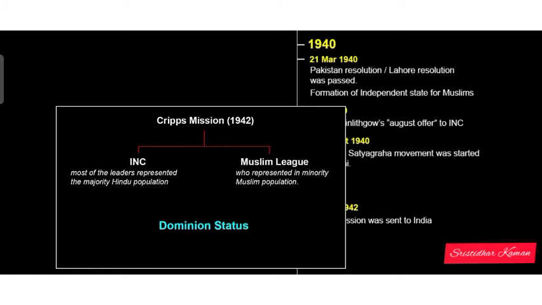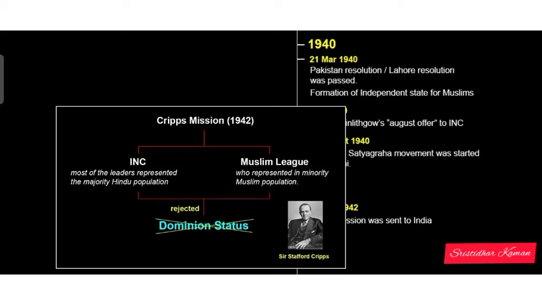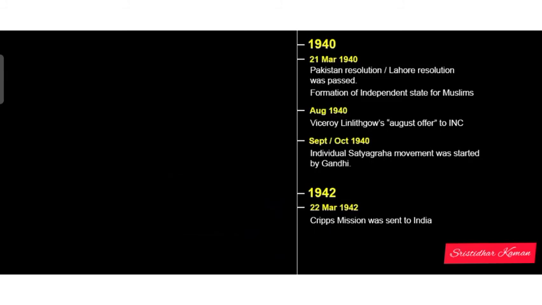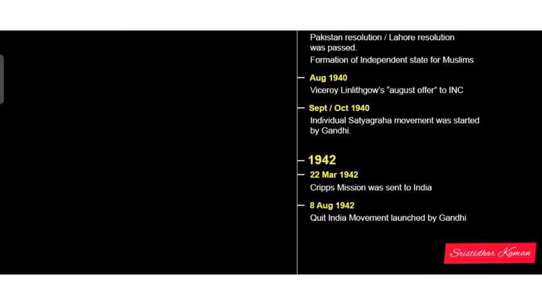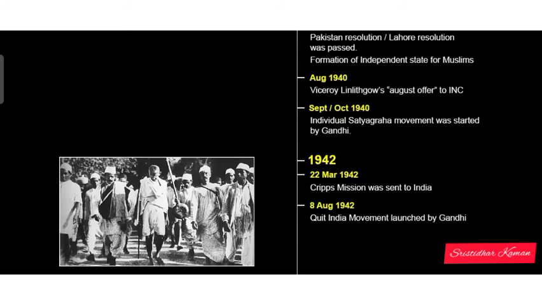Anyhow, that was the whole proposal presented to the Indian leaders by Sir Stafford Cripps. Both the major parties, that is the Indian National Congress and the Muslim League, rejected this proposal because they knew that the ball was in their court and they could not trust the British anymore. With this, the Cripps mission was a failed attempt by the British government to secure Indian cooperation in World War II. In the same year, on 8th August 1942, Gandhi launched the Quit India movement.